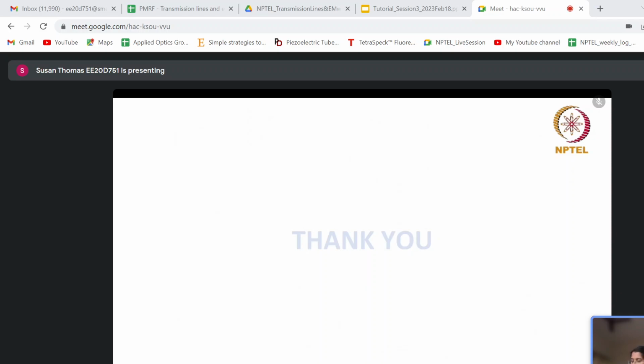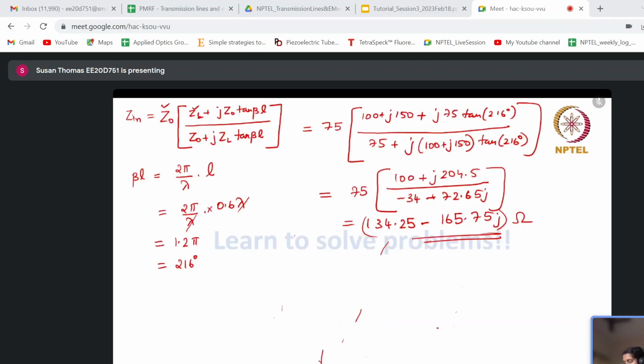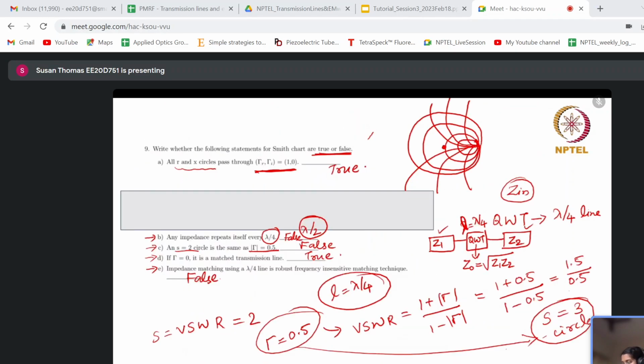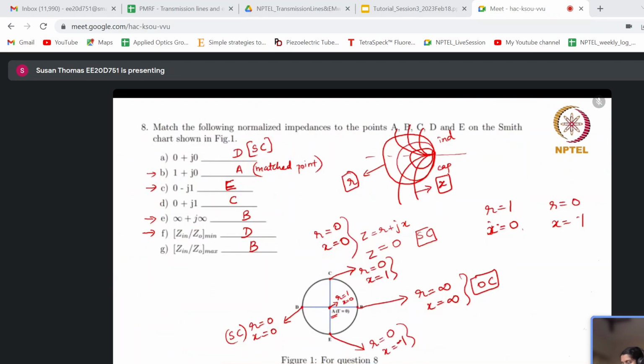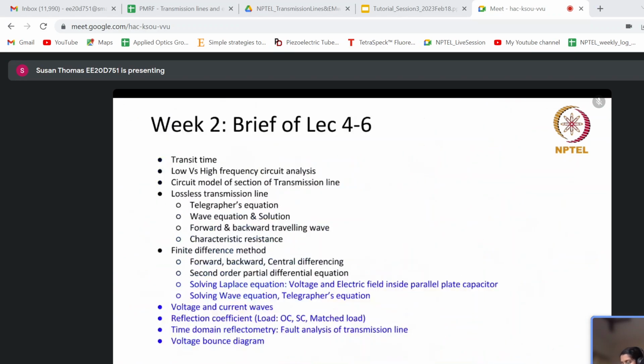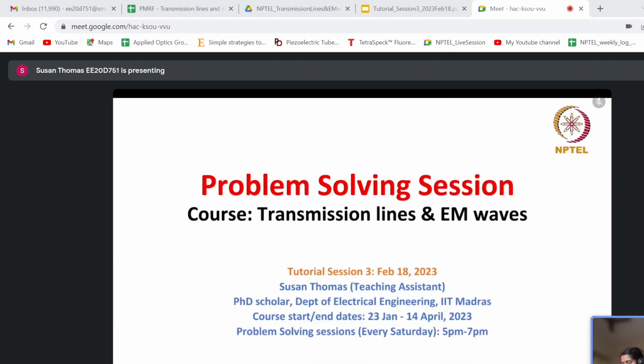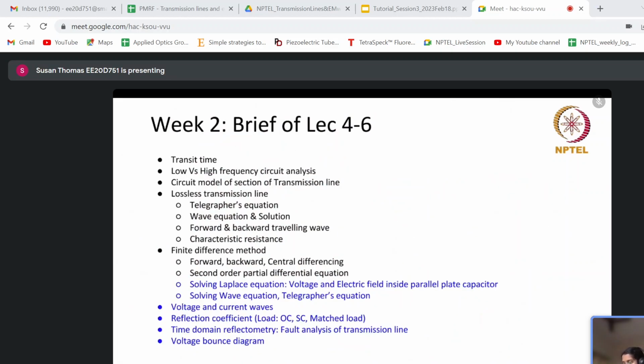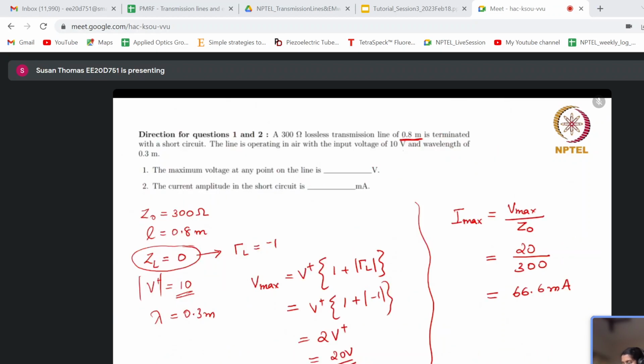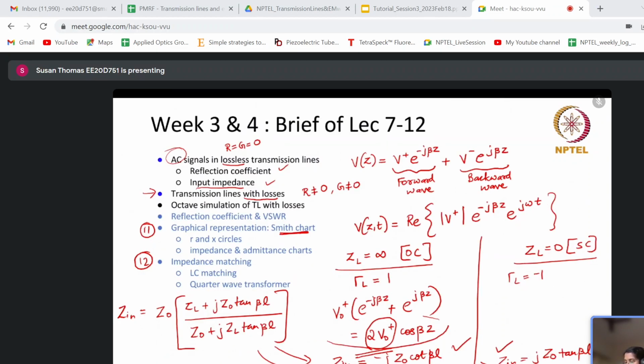So here we end the session. This was the tutorial session for week 3. This was tutorial session 3, and the sample problems were based on the content of week 3 and week 4. Thank you.